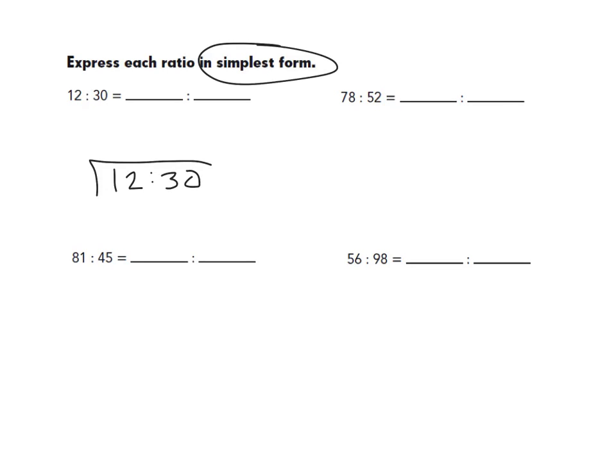Well, I could divide them by 2, I could divide them by 3, but I think 6 would work. And if I divide them both by 6, I get a ratio of 2 to 5, and that's simplest form. So 12 to 30 is the same as 2 to 5.